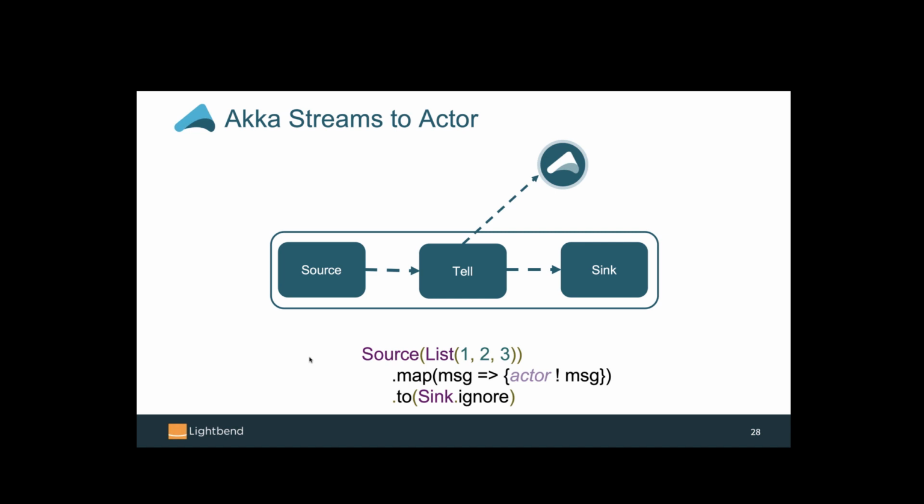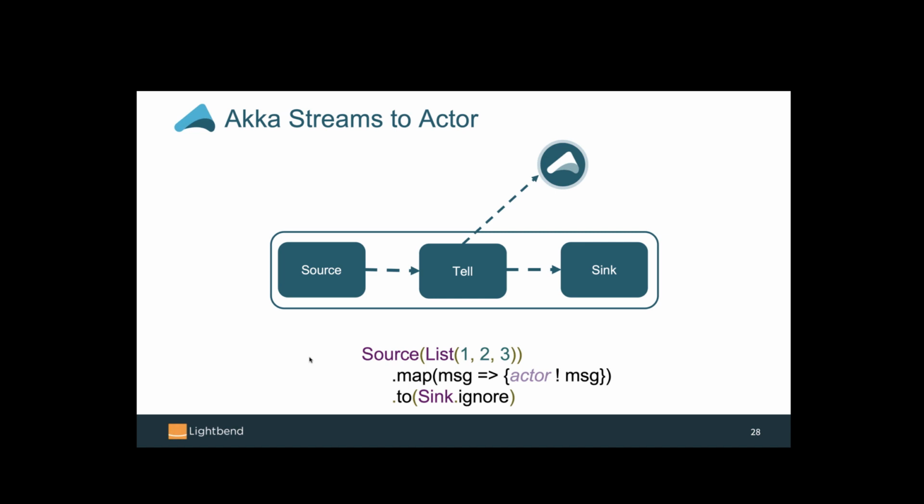So we've got our stream and a source sending messages 1, 2, and 3. But instead of processing these messages in a stage of our stream, I actually want to send them out to an Akka actor. And like I said, that Akka actor could be on a different node. I want it to accept those messages and do something with them, and then I'm just going to keep going forward.